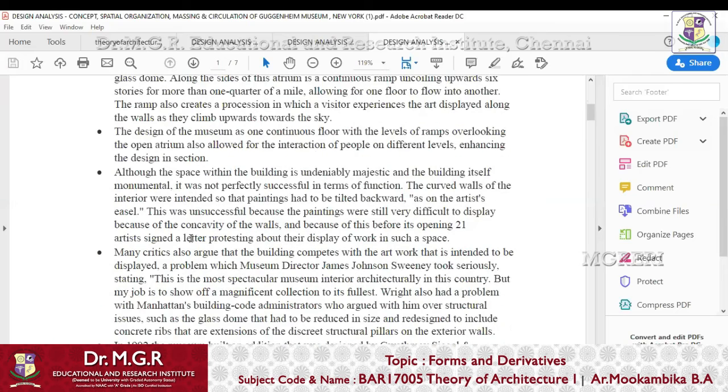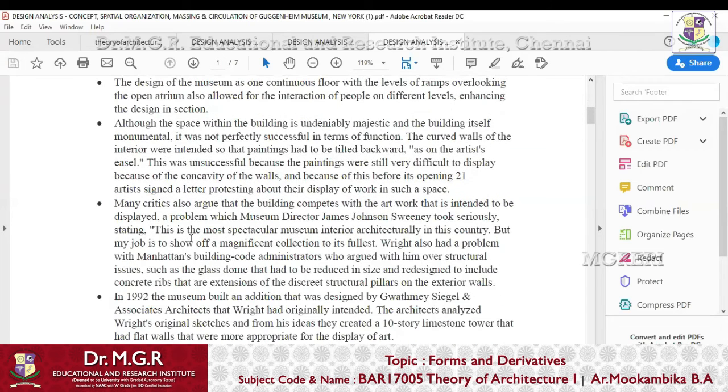Although the space within the building is undeniably majestic and the building itself is monumental, it was not perfectly successful in terms of function. The curved walls of the interiors were intended so that paintings could be tilted backward, as on the artist's easel. This was unsuccessful because the paintings were still difficult to display because of the concavity of the wall. Because the wall is progressing with a concave curve, it is very difficult to put paintings on it.